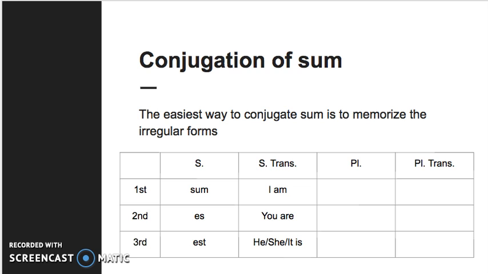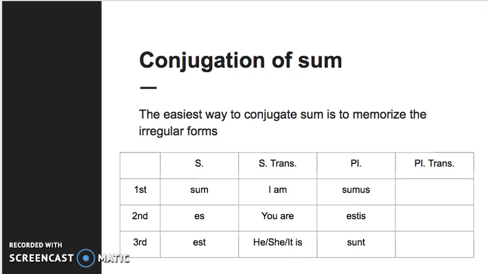Now let's look at the plurals. First person plural is sumus. What's first plural? Yes, sumus. Second person plural is estis. What's second plural? Yes, estis. Third person plural is sunt. What's third plural? Yes, sunt.